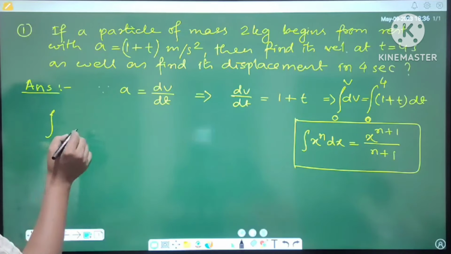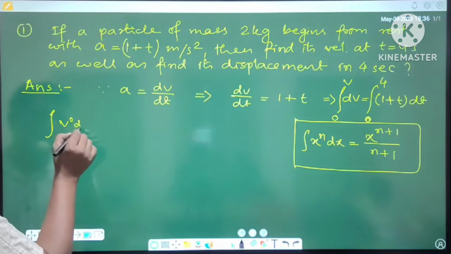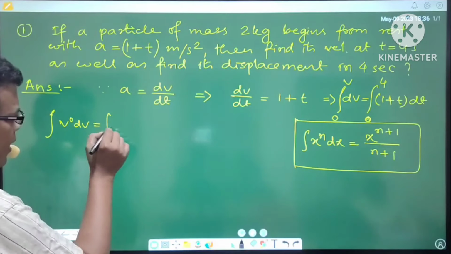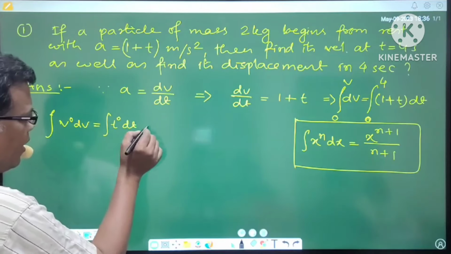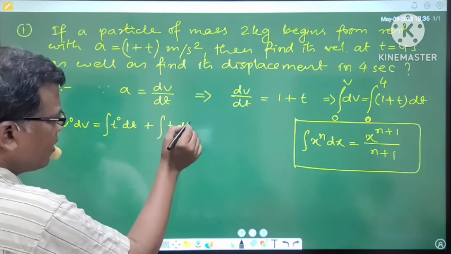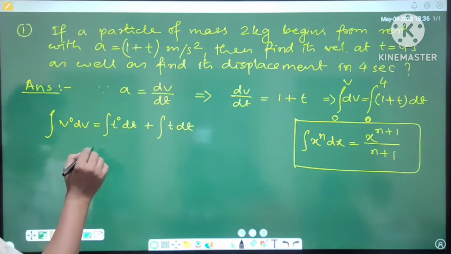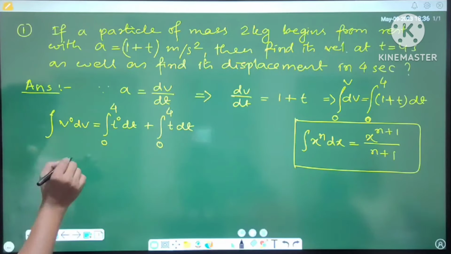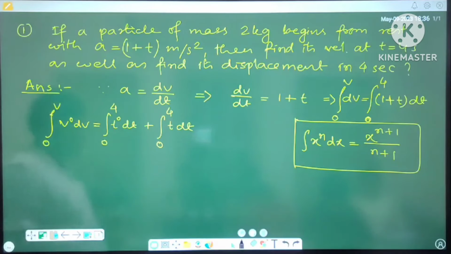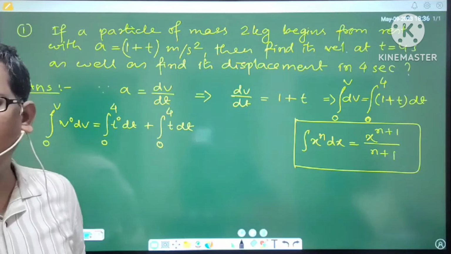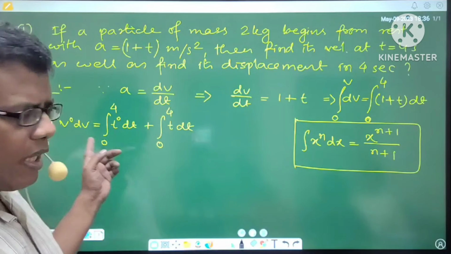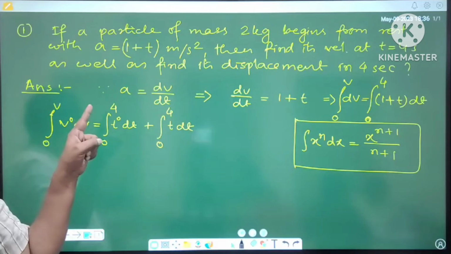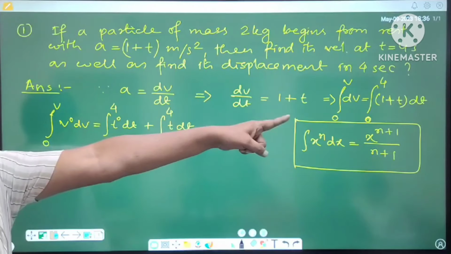So in the first expression, dv means it is v to the power 0 into dv, right? And on the right hand side similarly 1 into dt, that too can be written t to the power 0 dt, plus another term is t dt. I am writing the steps to make it easy for your understanding. 0 to 4 limits for t and 0 to v limits for v. So according to the formula x to the power n dx, if I try that formula here, on the left hand side as well as the right hand side, it will be x to the power n plus 1 by n plus 1.